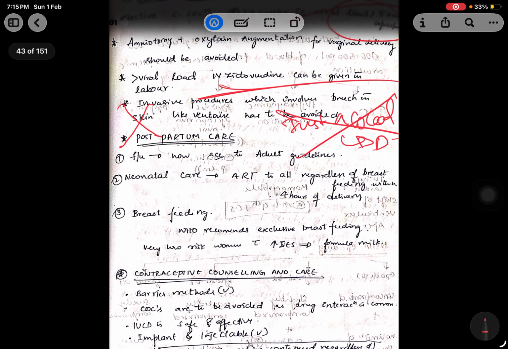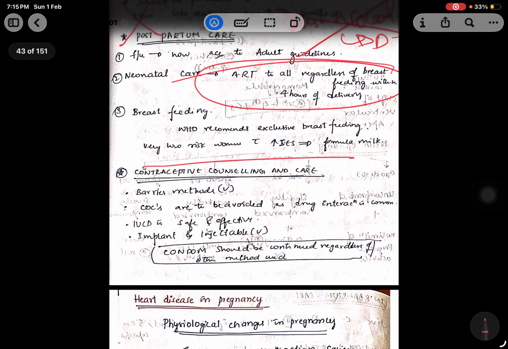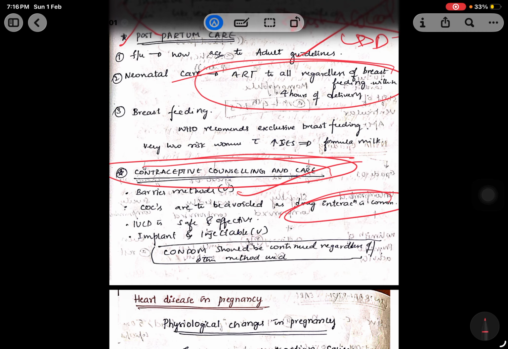Again, in neonatal care, ART has to be started regardless of breastfeeding, within 4 hours of delivery. Since it's a low risk, you can start breastfeeding, I think. Again, related to contraception, you have to prevent transmission, so you have to use the barrier method. Since drug interaction is common, combined oral contraceptives have to be avoided anyway, but you have to use condoms.